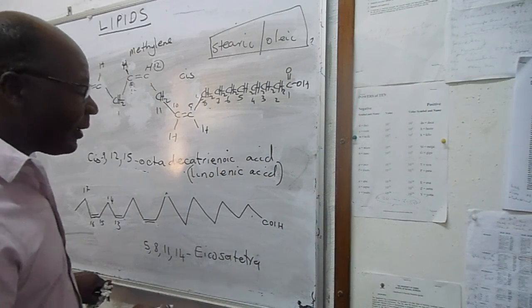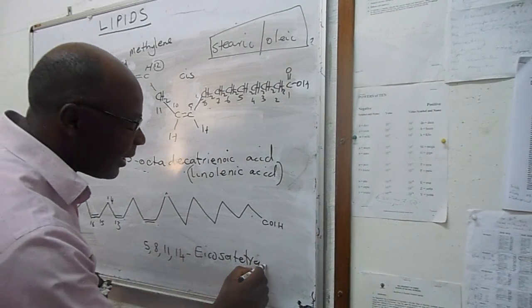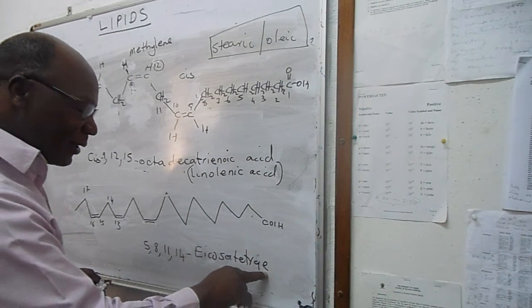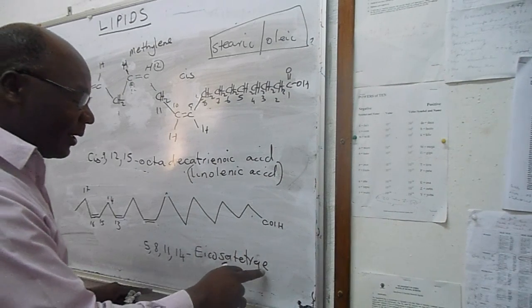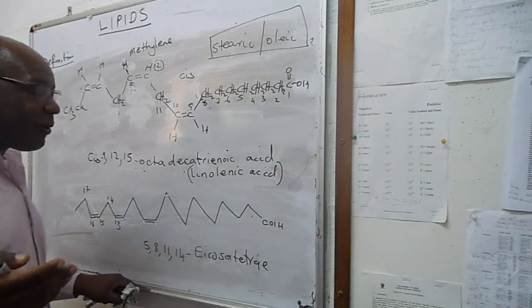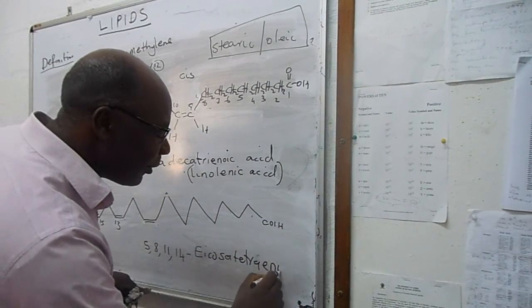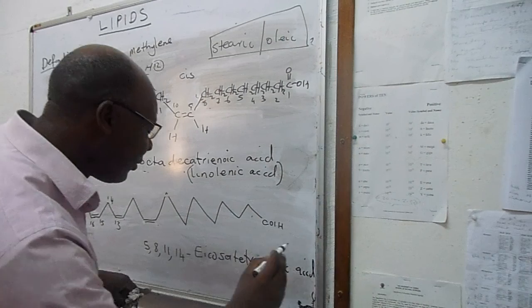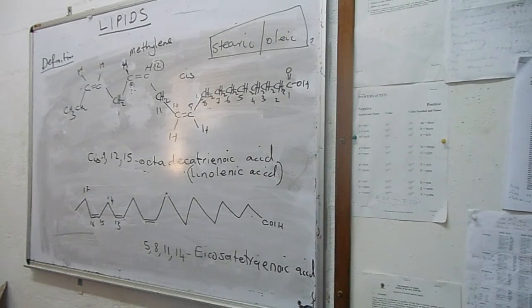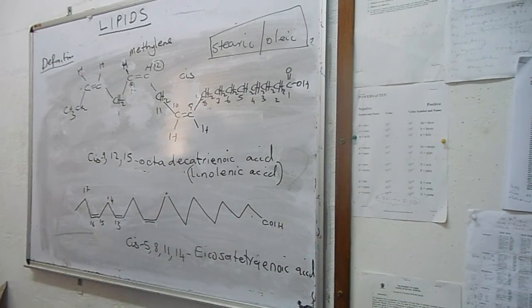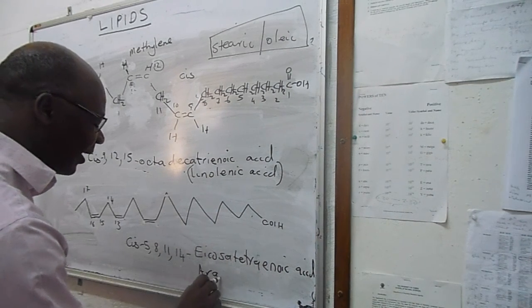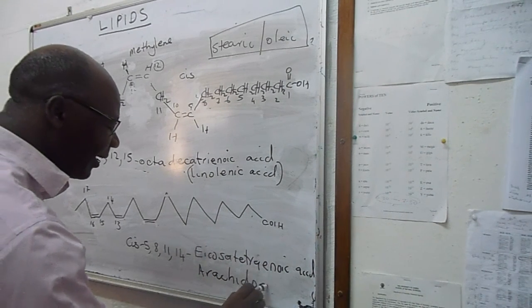After we put the tetra, we need to put the E. The E is for the double bond. The tetra is for the 1, 2, 3, 4, the number of double bonds. The E is the suffix for double bonds, and then we put noic acid. So this will be called eicosatetraenoic acid. They are also in the cis position. So cis 5, 8, 11, 14 eicosatetraenoic acid. The common nomenclature, this is called arachidonic acid.